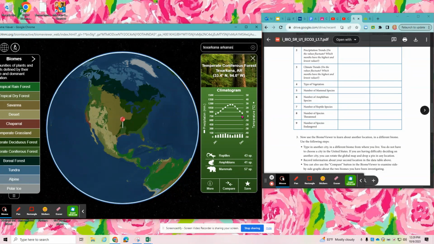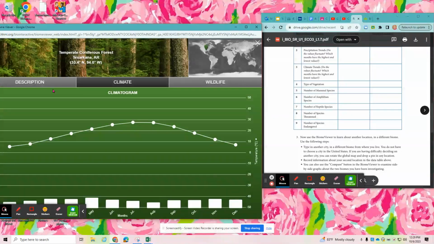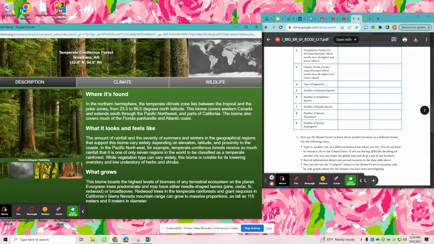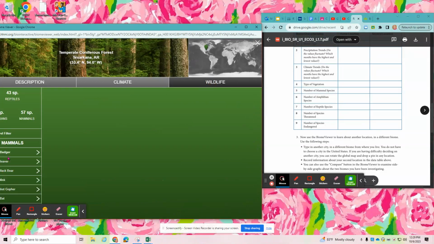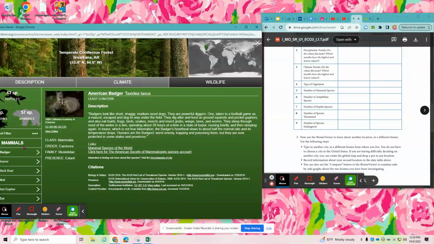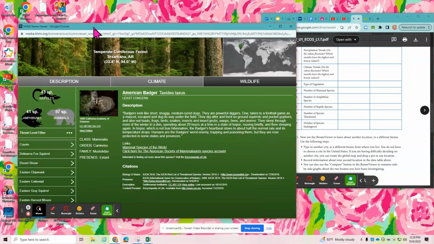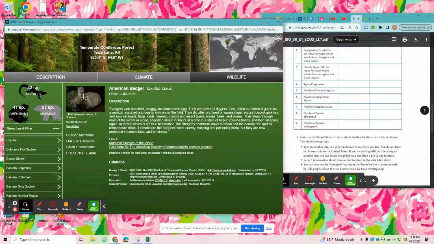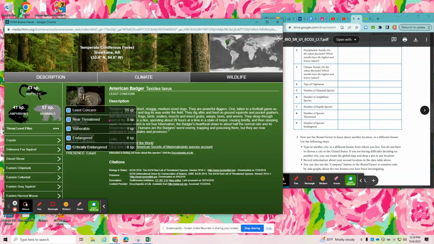The next thing we're going to be doing is looking for vegetation. So when we click on more, we're going to have our vegetation where it says what grows. Wildlife, we're going to have our mammals all right here, our amphibians here. Our number of species threatened, we would be able to click here. It's just going to tell us here. And then our numbers endangered here, we have 0.